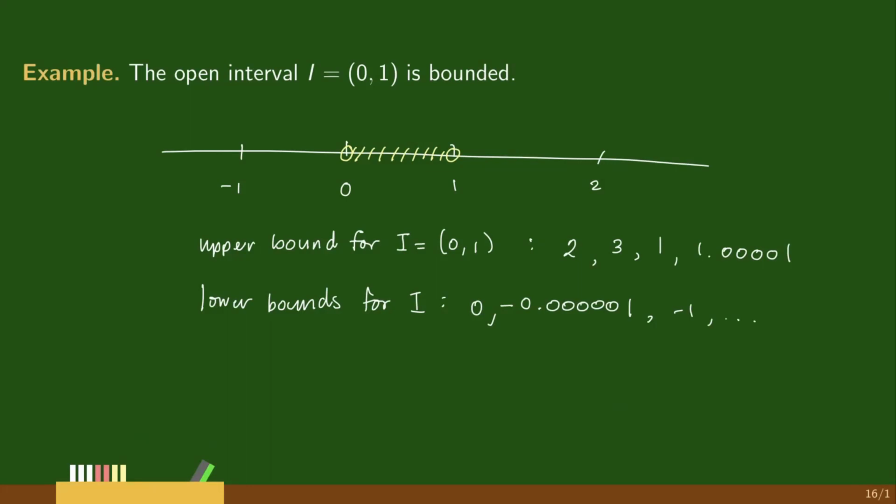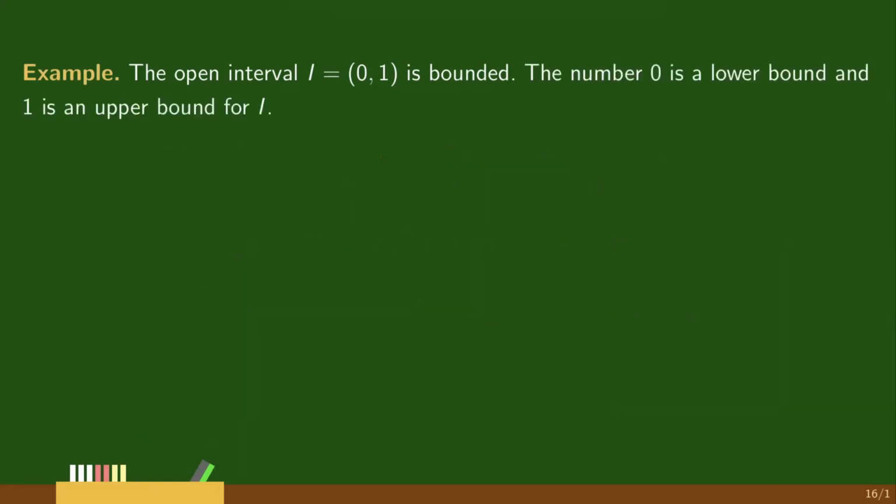Why is 0 different from the other lower bounds? Why is it unique? Because it has the property that everything to its left is a lower bound, but everything to its right is no longer a lower bound. That's why 0 is a point of interest, just like 1. For 1, everything to its right is an upper bound for I, but everything to its left is not an upper bound. Right? So these two numbers will play an important role later.